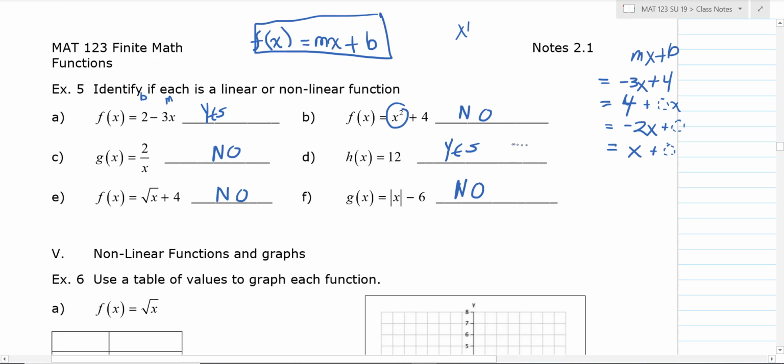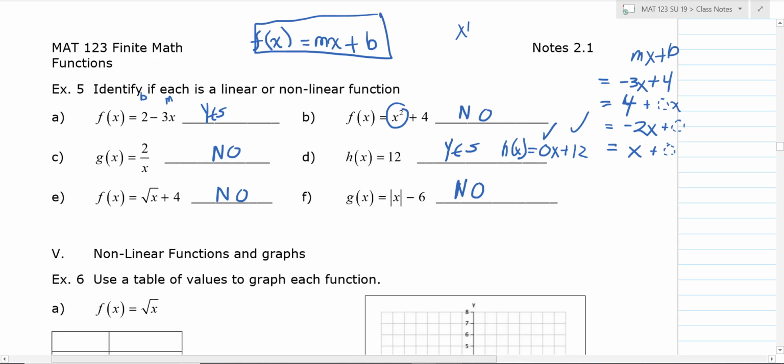This one, yes. That's okay, because this one really is h of x equals 0x plus 12. So it's got the m, it's got the b. It's got the mx plus b form. This one's a no, because it has a square root. It's not linear. If you graphed that, it isn't a line.